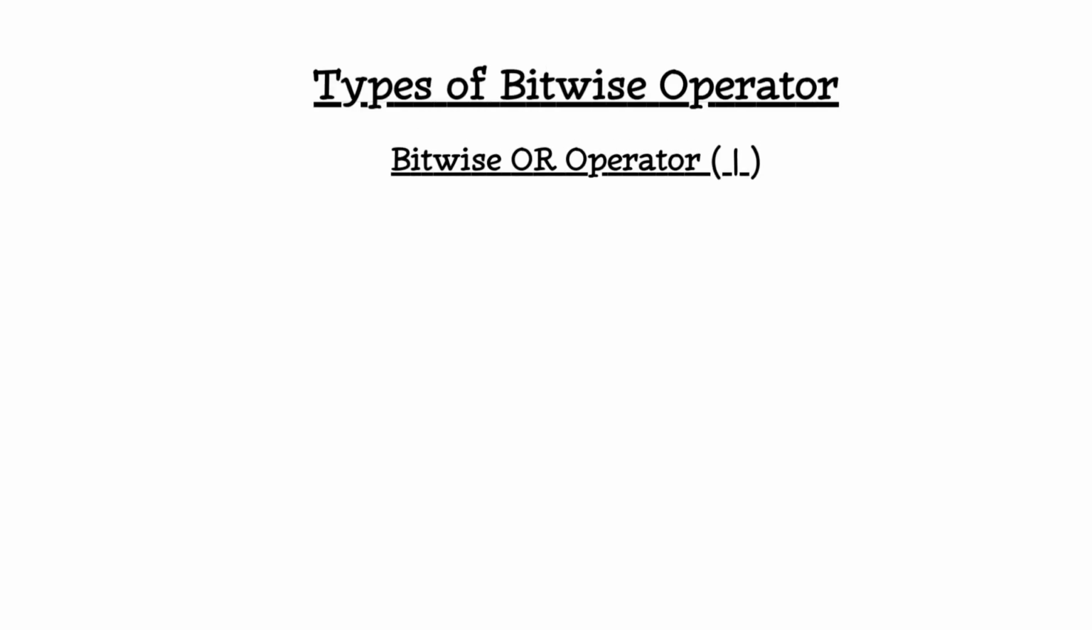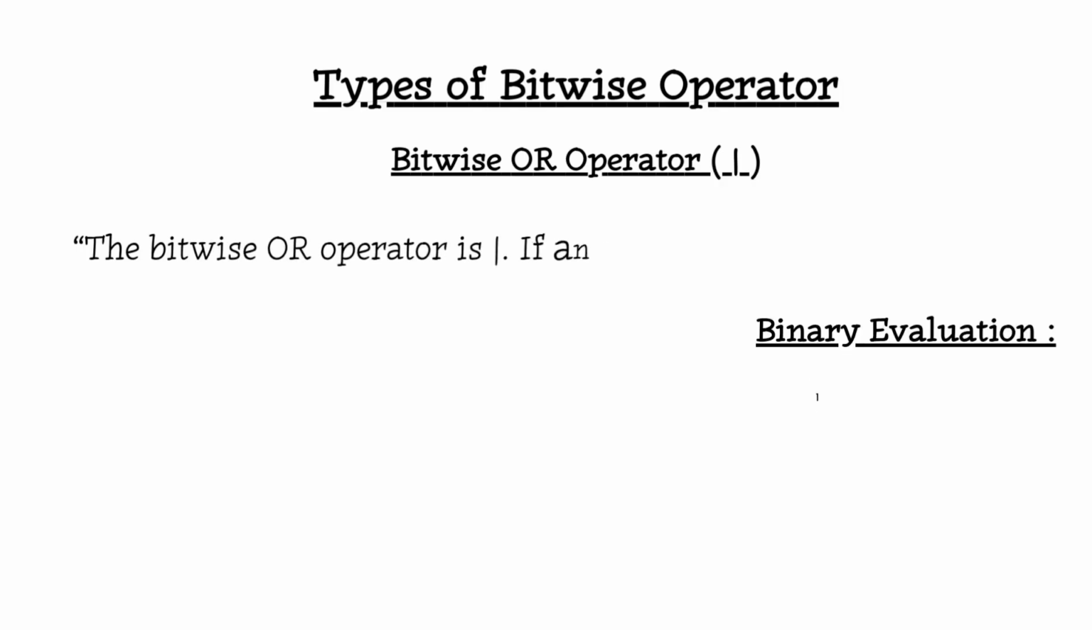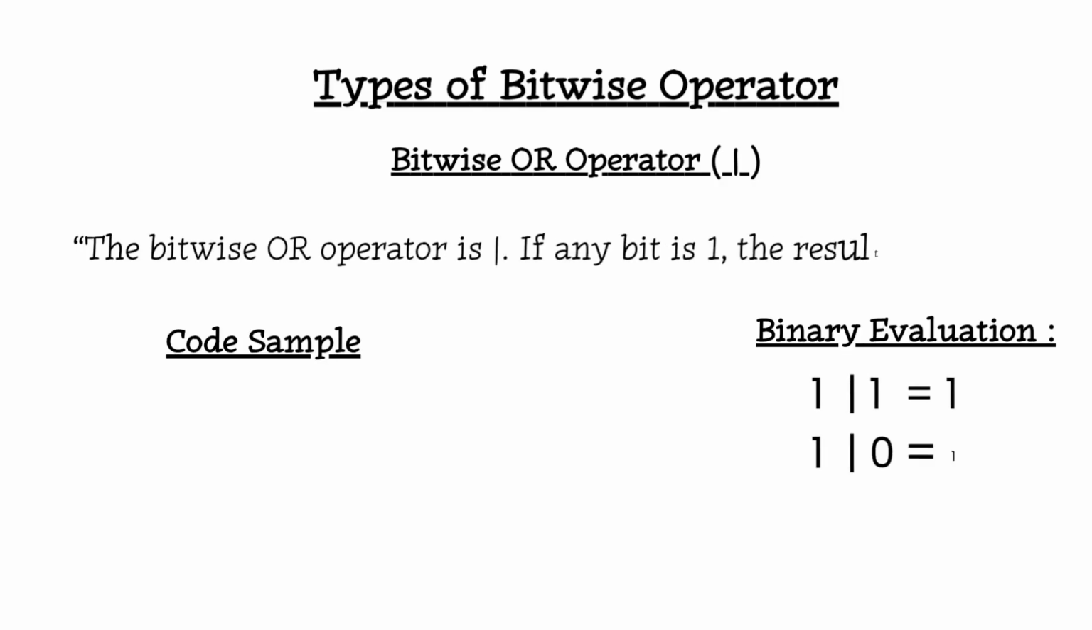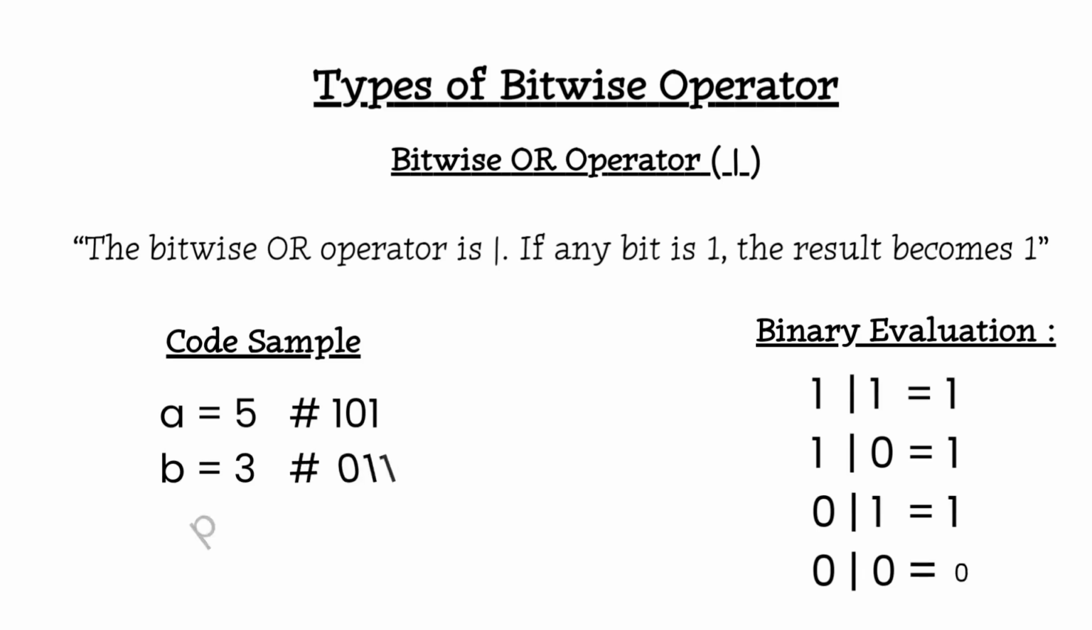Let's right now talk about another important type of bitwise operator, which is named the bitwise OR operator. The bitwise OR operator is denoted by the pipe symbol. The rule says if any one of the bits is 1, then the result becomes 1. For the same, I have shown a small code snippet on the screen. I will explain it in detail in the later view with a practical approach as well.